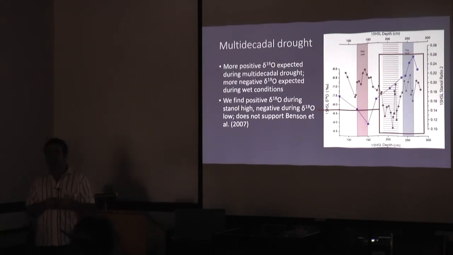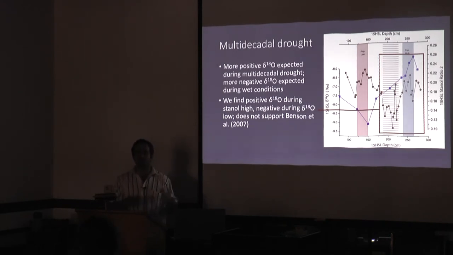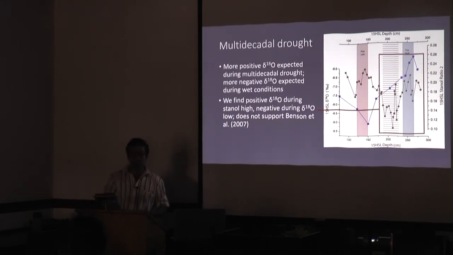This was an idea put forward in particular by Benson et al. in 2007. He basically found evidence of a large-scale multi-year drought that occurred in the mid part of the 12th century. Although I could not use the same methods he used, which were based on tree ring data, I figured that we could use oxygen isotope data as a proxy for hydroclimate and make a direct comparison between those isotopes and our fecal stanol data. So that's what we did.